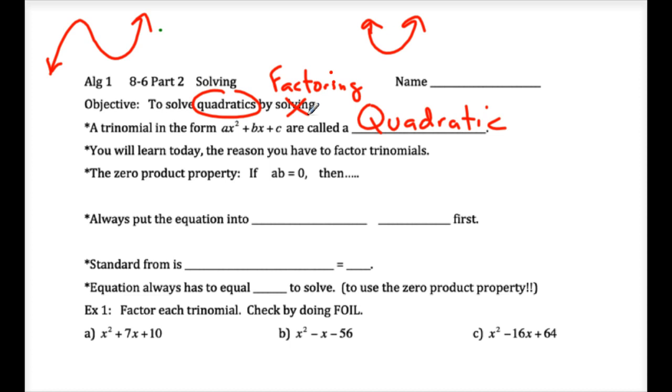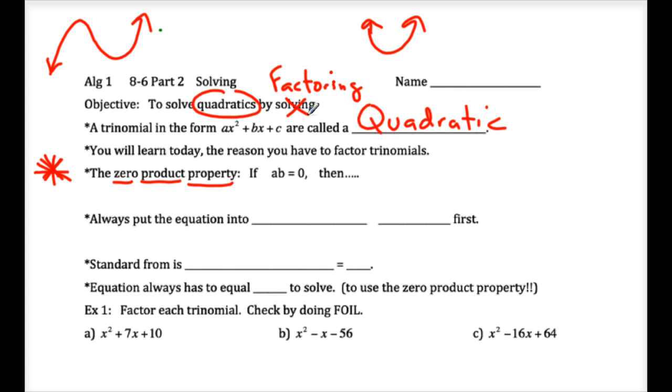Now, today you're going to learn why you had to factor trinomials, because these are going to get our solutions of these quadratics. Put a big old star by the zero product property. You need to know the zero product property. Underline it. Do you know all three of those words? Zero, product, property. Property means something that's pretty important, you gotta know.